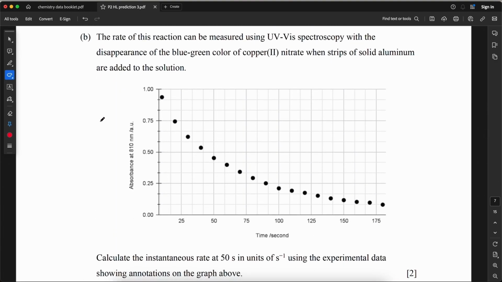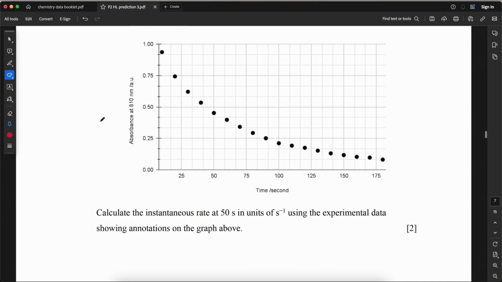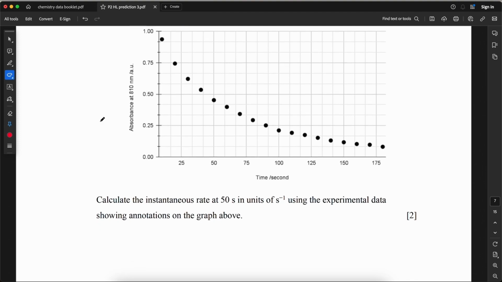The rate of this reaction can be measured using UV spectroscopy with the disappearance of the blue-green color of copper nitrate when strips of solid aluminum are added to the solution. Calculate the instantaneous rate at 50 seconds in units of s to the power negative 1 using the experimental data, showing a notation on the graph above. So when I do, okay, so that would be like this.